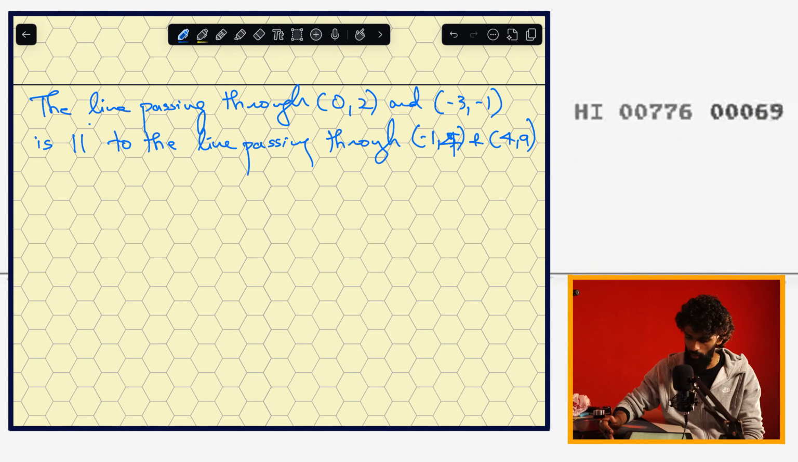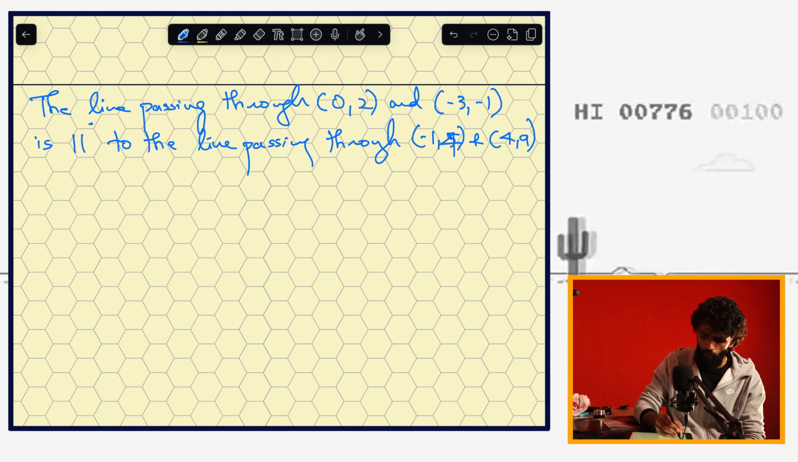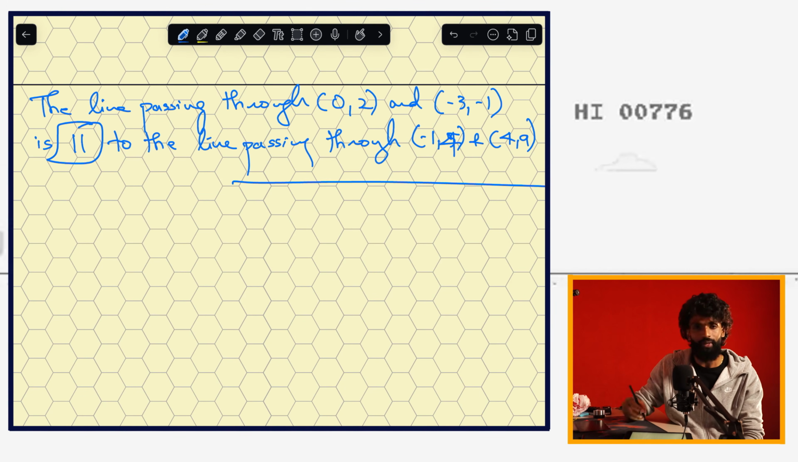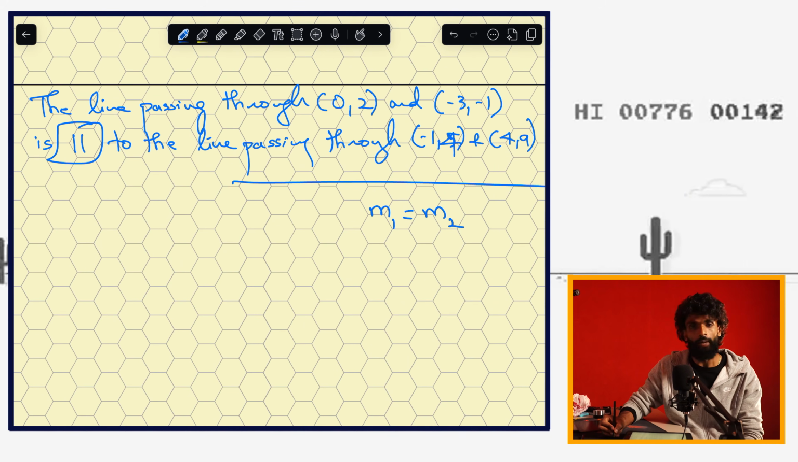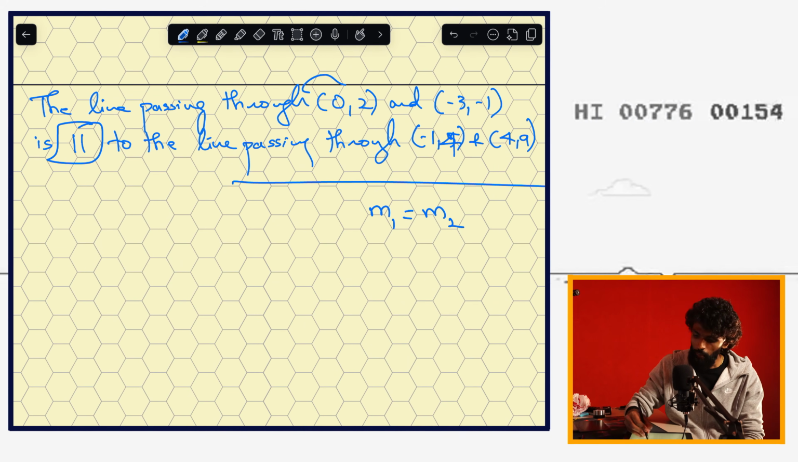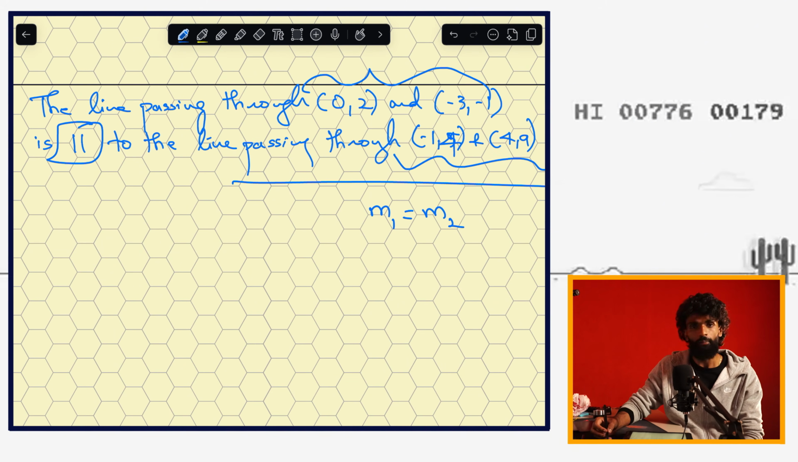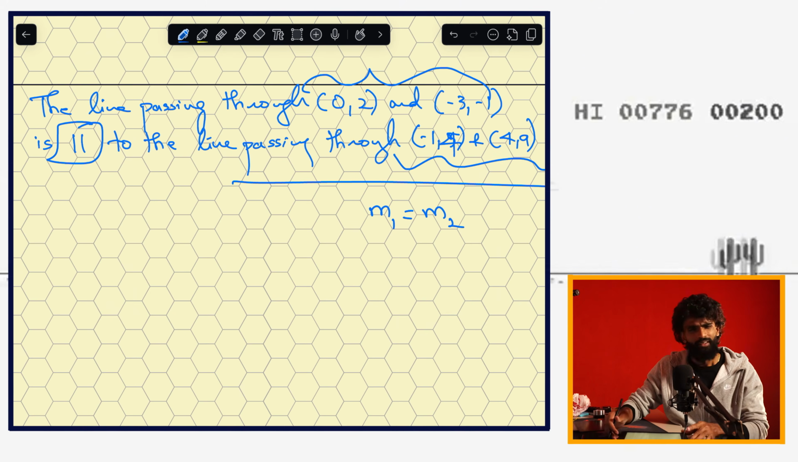The first question talks about, as you can see on the screen right now, they've given us 2 points and they're telling us it is parallel. In the previous video we learned that if something is parallel, it means that the slopes of the lines are the same. So m1 will be equal to m2. Now what's the meaning of m1? I'm going to use the first set of points in order to find m1, the second set of points in order to find m2. So I will do m1, you guys will do m2. That's how it is.